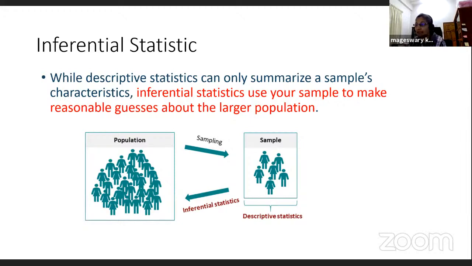Okay, then that will be a question. That's why always remember you need to use the right, appropriate, correct sampling strategy. Okay, so let's go into the inferential statistic, right?